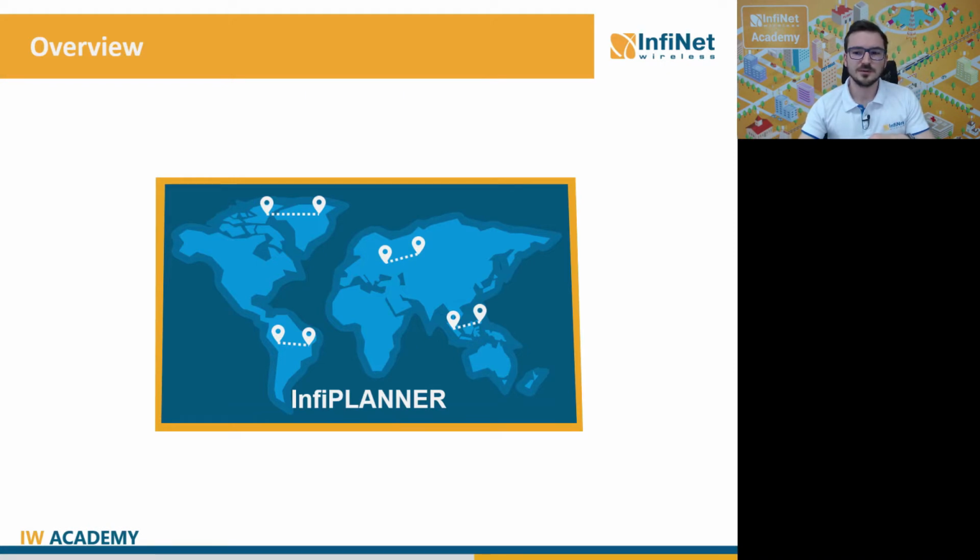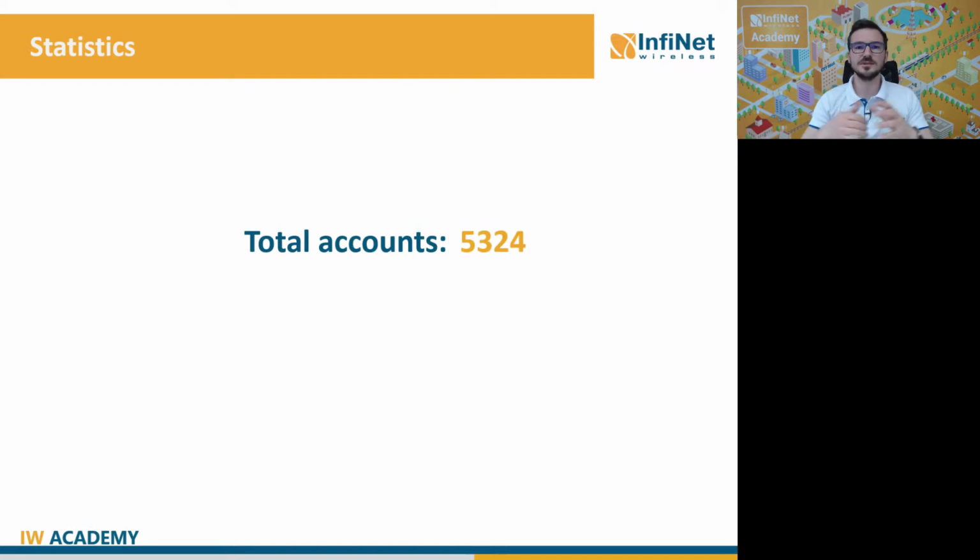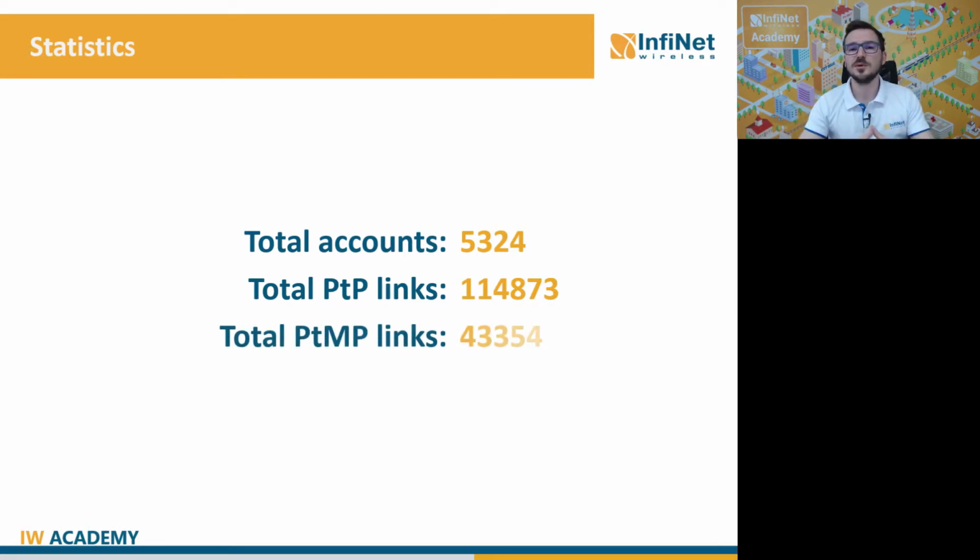Right, next let's look at some statistics. The total number of InfiPLANNER accounts has grown to more than 5,000. The total point-to-point links created with InfiPLANNER is more than 114,000, and the total point-to-multipoint links is more than 43,000. So again, we are very glad to see such high numbers that depict a great interest of our customers in InfiPLANNER. This means that you really like creating and designing networks using InfiPLANNER, and we will continue to improve it in the future based on your feedback.